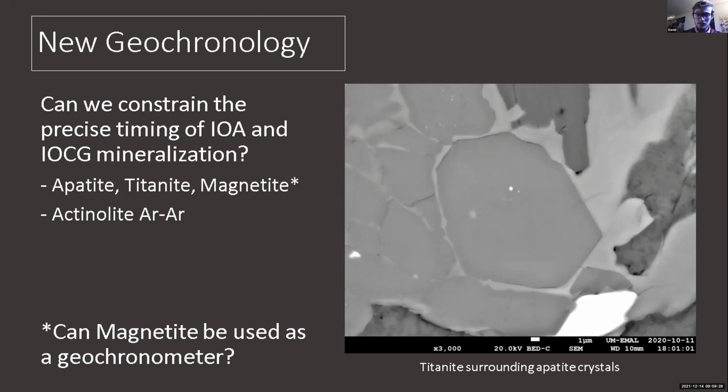But since uranium can be incorporated into the magnetite structure, it could have potential. And being able to date the magnetite directly would have obvious implications for understanding the evolution of these deposits, and others too. It could be broadly used in geosciences potentially.